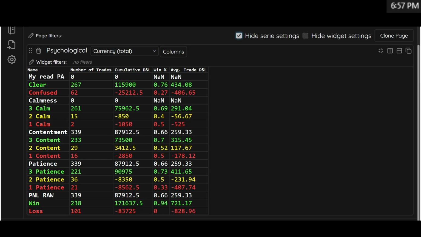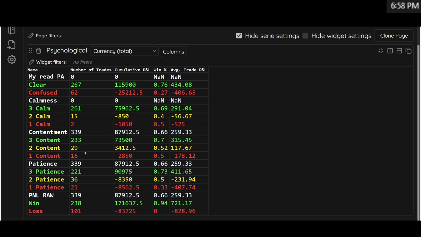Now, what's interesting is as far as the calmness goes, there's only been 2 times where I've gone tilt on all 339 of my trades. There's been 16 times where I've not been content with the P&L, and then there's been 21 times where I've had a lack of patience. So we can see that from a psychological standpoint, losing my calmness isn't really as big of a problem as contentment and patience. If we go to the yellow tags, we can see we have 15 here, 29, 36. The real problem, the bigger numbers, is patience. And contentment is sort of in the middle.